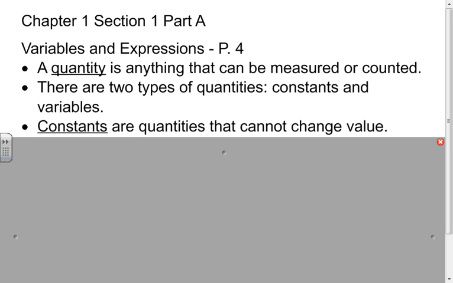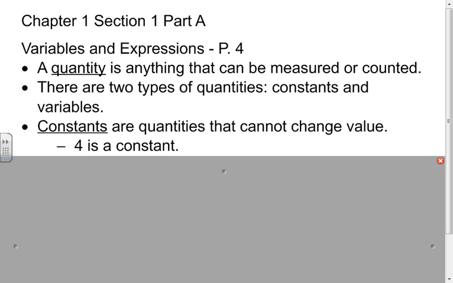A constant, those are quantities that cannot change value. They can't be anything else. For example, 4 is a constant. A 4 can't be a 7, a 4 can't be a 9. The only thing that a 4 can be is 4. Its value stays constant. It can't change.